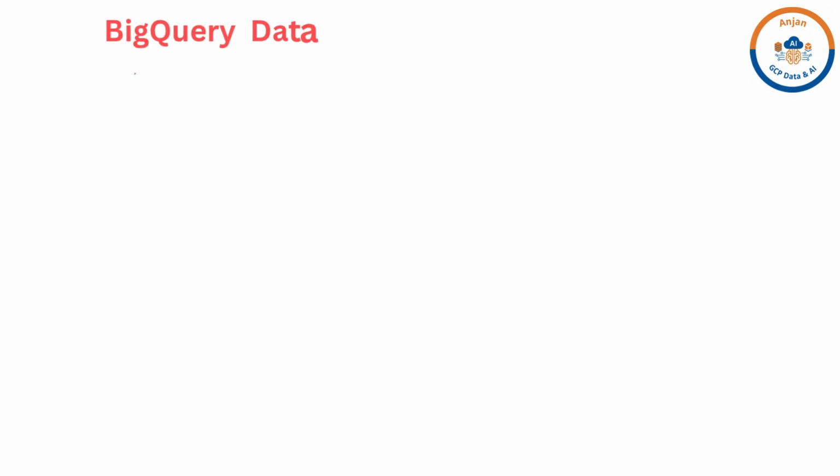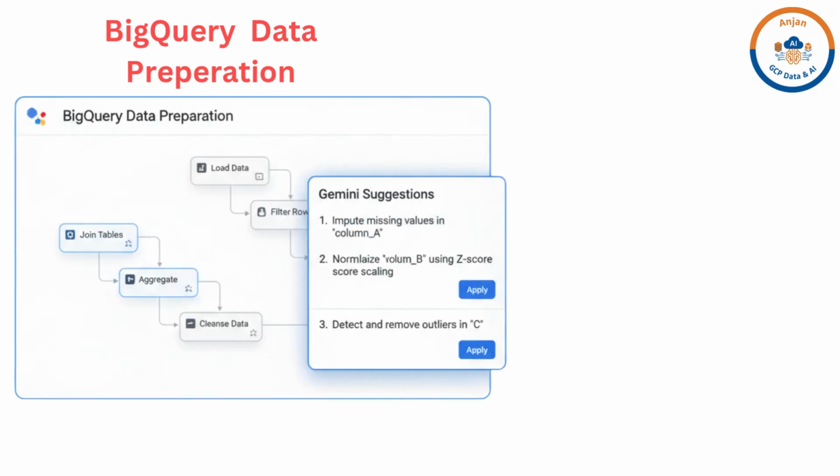What if we need to clean data without writing complex SQL? This is where the BigQuery data preparation tool shines. It's a low-code visual interface that brings data wrangling into the BigQuery console. It has a very good visual interface where we can start by opening a table in the data preparation editor. We see a sample of our data, and instead of writing code, we interact directly with the columns.